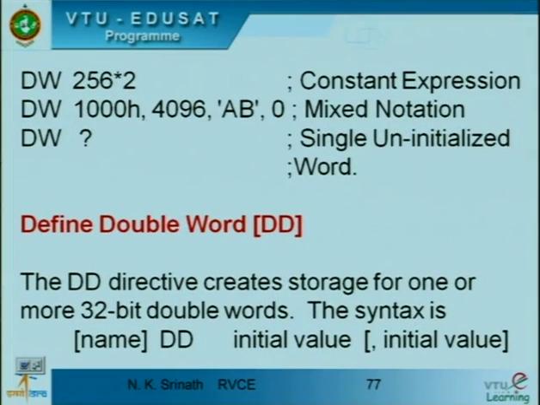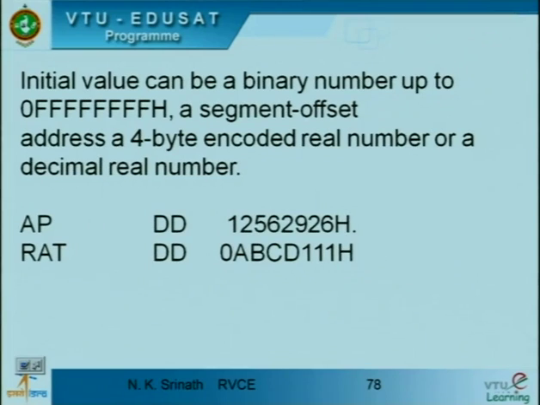The double data is 32 bits. You give the name DD followed by the initial value, comma, followed by the remaining values. The initial value can be a binary number up to this particular value, a segmented offset address, a 4 byte encoded real number, or a decimal real number. So it is just to make you understand if this has been given.